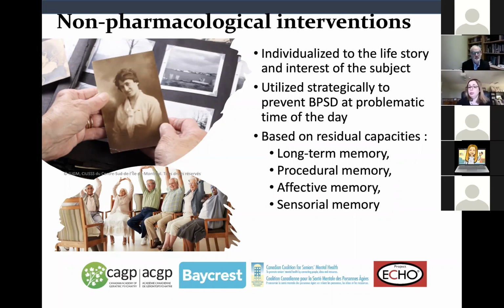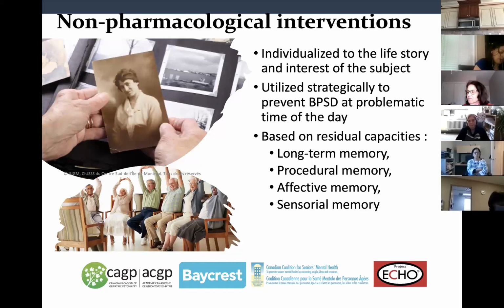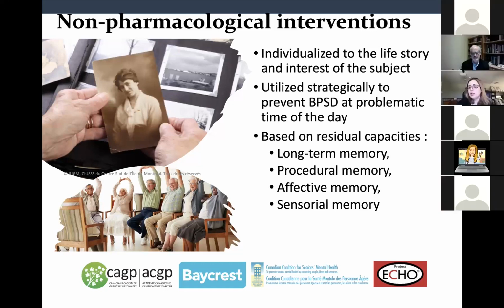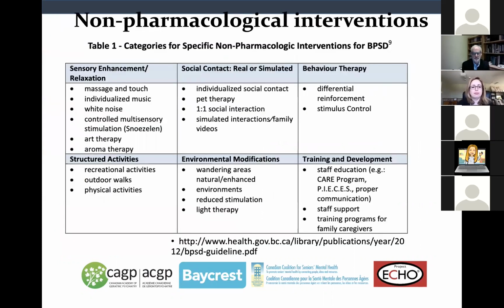They need also to be based on residual capacities. And we know that in Alzheimer's, at least, the capacity that stays longer is long-term memory. So with reminiscence therapy, for example, we use that residual capacity: procedural memory, affective memory, or sensorial memory, with all the sensorial interventions that could be proposed.